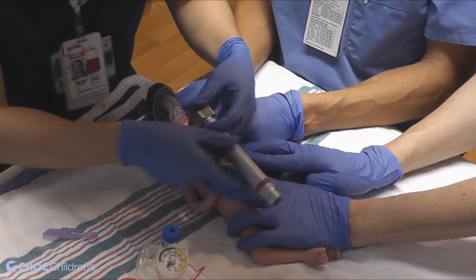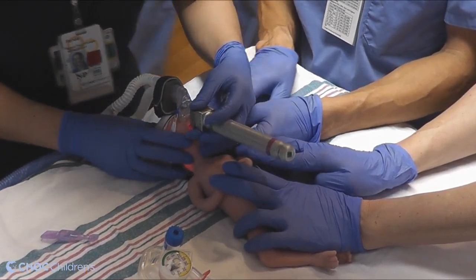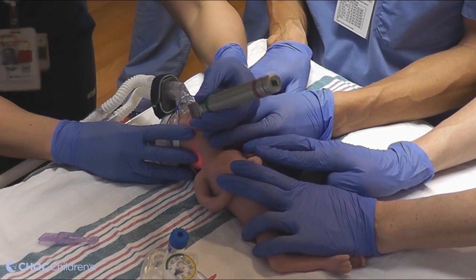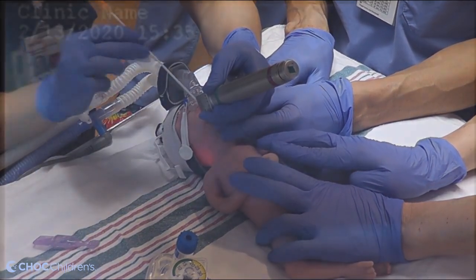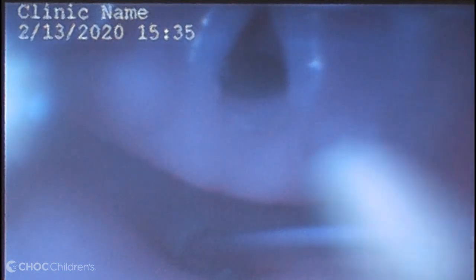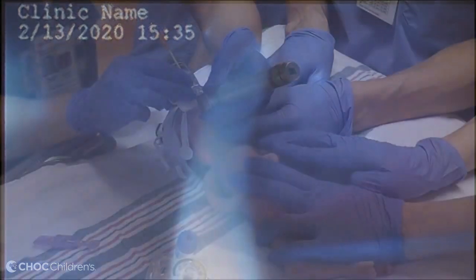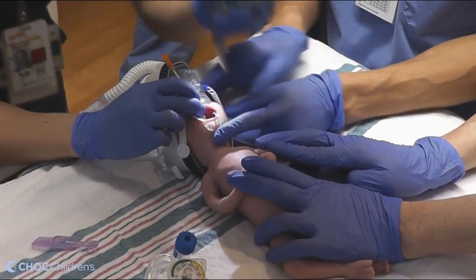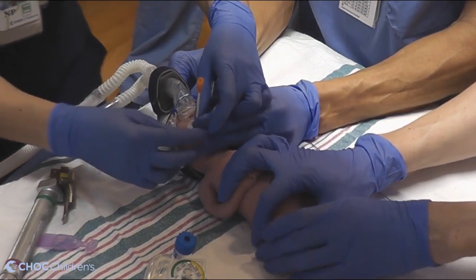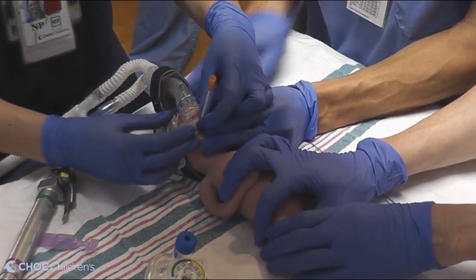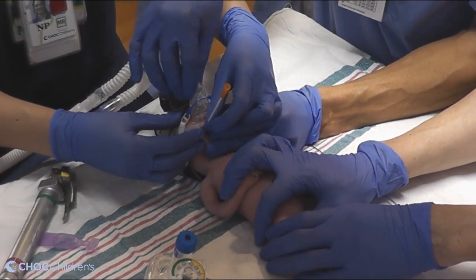And then next, the provider will visualize the cords using a laryngoscope. Insert the angiocath and advance to the pre-planned depth measured by the tape. Hold it throughout the procedure and then close the mouth and ensure that bubbling is obtained.